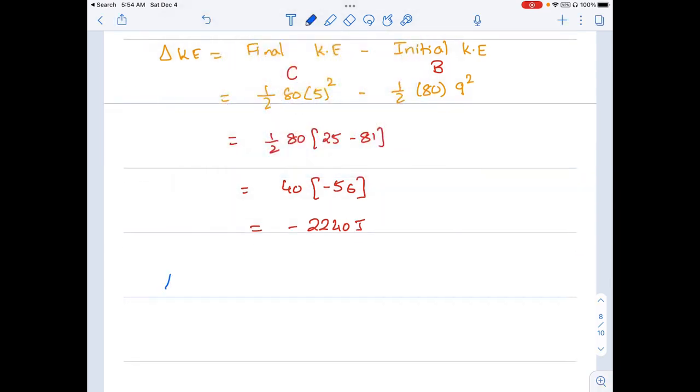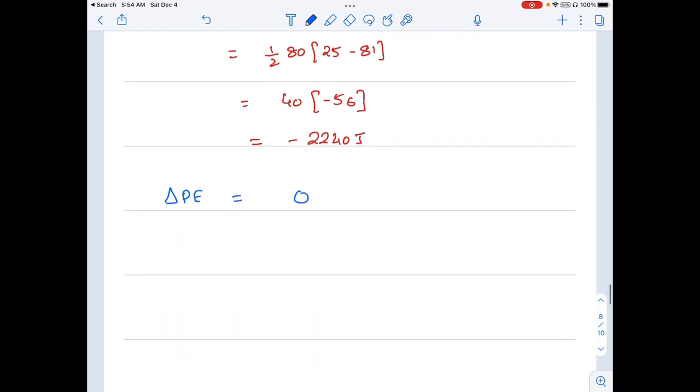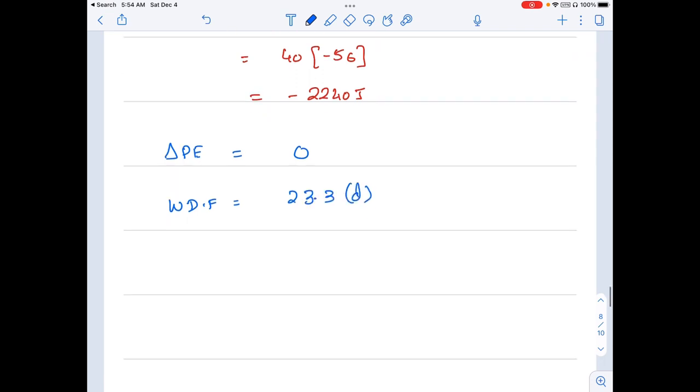Now I'm going to find delta PE. Because it is moving on a straight line, there is no change. Final minus initial, it will be 0. Now work done against friction is equal to the resistance force, which is 23.3, times the distance, which is D. Force times distance.